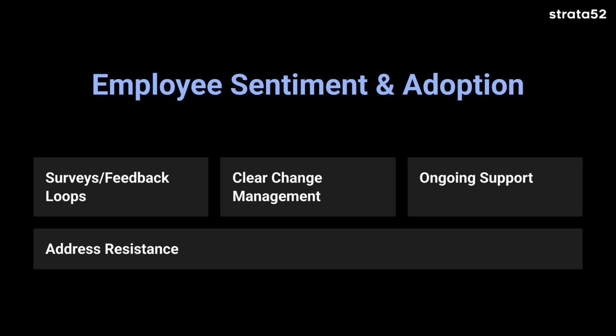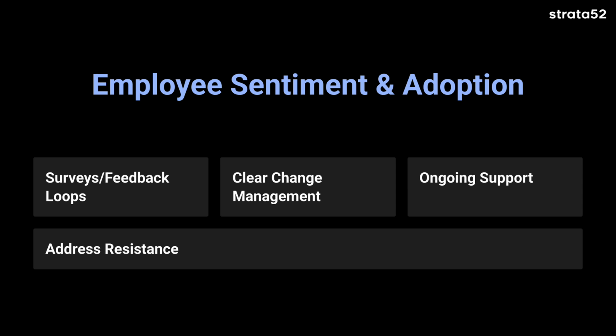The second is change management. Clearly communicating the why behind the AI rollout of every one of these AI tools is really important. You need to show employees not just the new shiny tool, but you need to show them how it can make their jobs easier or more meaningful.